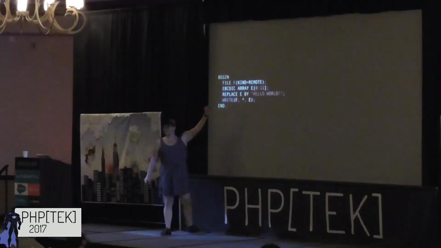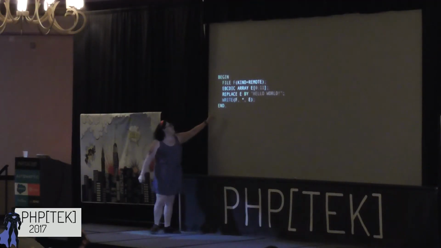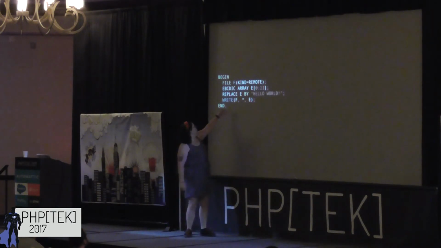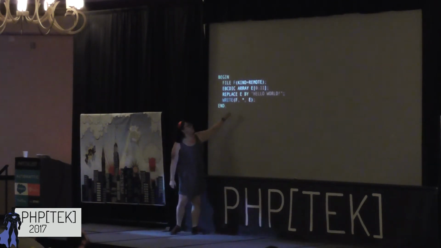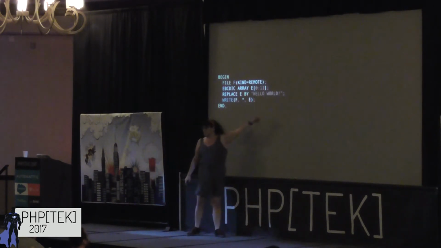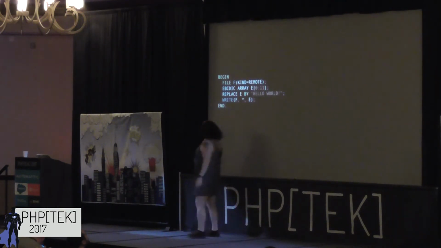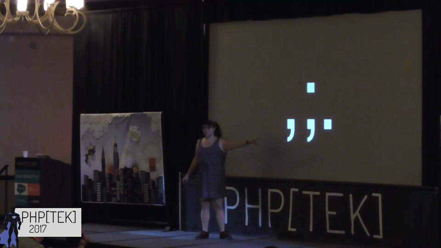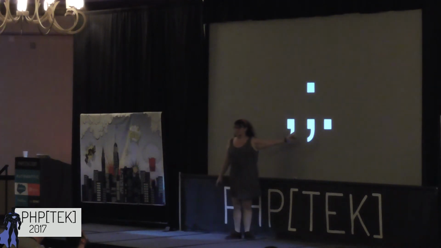Begin. Open a file. Create an EBCDIC array. Yeah, an EBCDIC array. Replace E by hello world. Write something out to that file, and end, right? So what do we have here? We have a list separator, a comma, and all of these statements are terminated by a semicolon, and then the program is terminated by a period, right? So comma, semicolon, and period. Well, we don't really use the period anymore, because we don't need program termination statements anymore, but we still use commas to separate lists, and ALGOL used the semicolon to terminate statements.